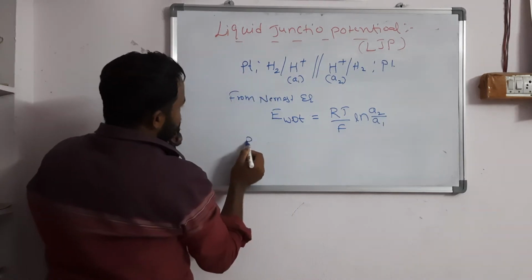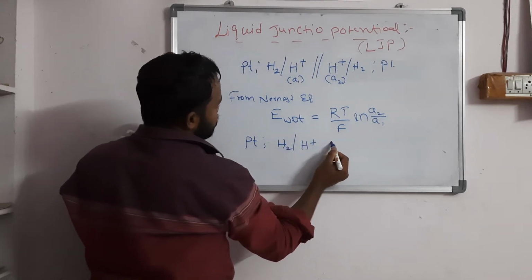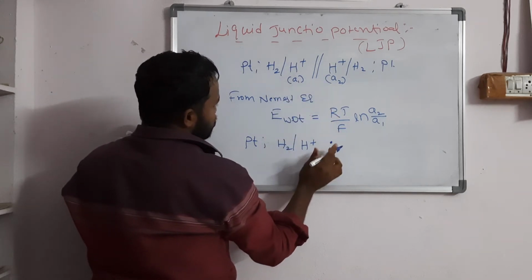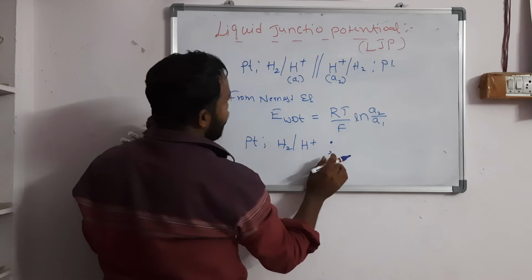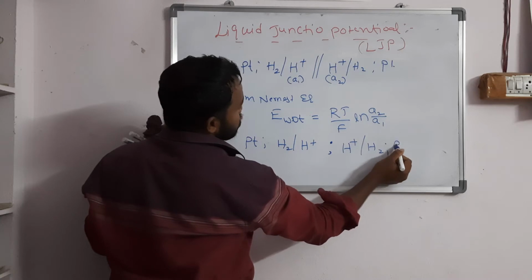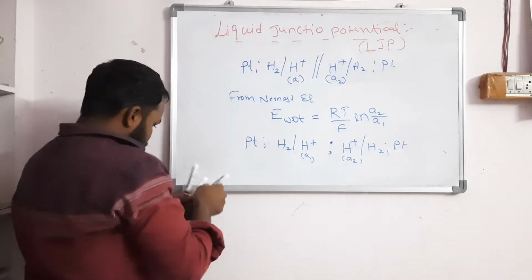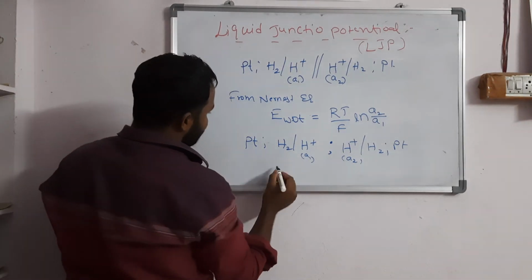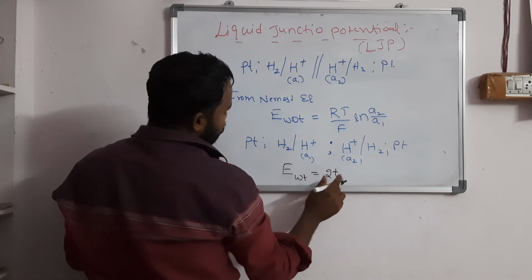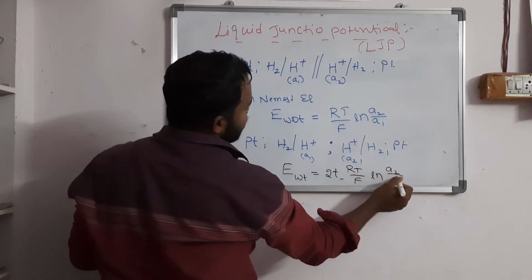Similarly, if I write another cell, the same H2 in H plus, this is the one with transference, because we are not using the salt bridge, which is denoted by the semicolon symbol. That means we are using the with transference cell: H plus of H2 at platinum, with A1 and A2. The E with transference formula we already discussed yesterday: E with is equal to 2t minus RT by F ln of A2 by A1. So we get both directly.